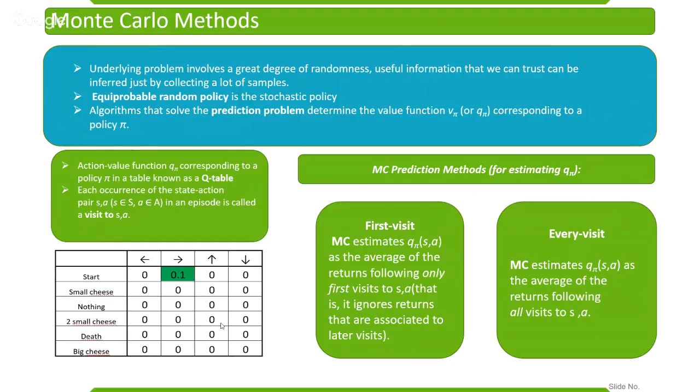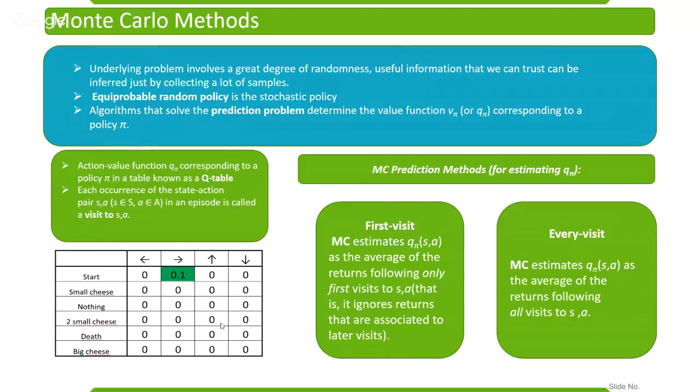The action value function corresponding to a policy pi in a table is known as the Q table. So when you capture the states, actions and rewards in a table for calculating the action value function, that table is known as the Q table and you are calculating the Q value. Each occurrence of the state action pair in an episode is called a visit to (S, A). So it's like an episodic task.